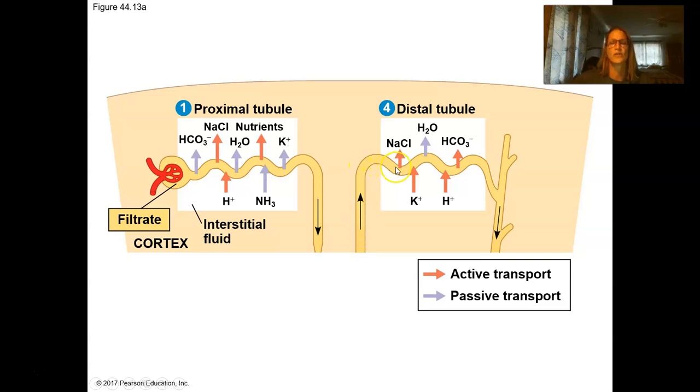Okay, the filtrate's going to go down this loop of Henle, and at the end, it's going to come back up into the distal tubule, again within the cortex. And there's a lot of active transport here, with salts and bicarbonate being actively pumped back into the blood and water following, and potassium and hydrogen ions being pumped from the capillaries and secreted into this tubule.